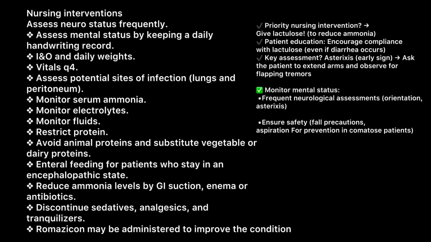And the main nursing priorities are assessing the patient's mental status, assessing daily weight, I&O, vitals, monitoring serum ammonia level, monitoring electrolytes and fluids, restricting protein, avoiding animal protein and substituting, enteral feeding for patients who stay in an encephalopathic state, and reducing ammonia level by GI suction, enema, antibiotics and laxatives.